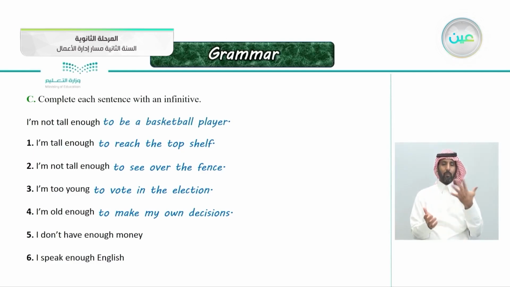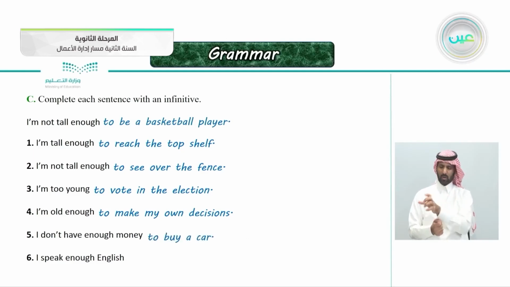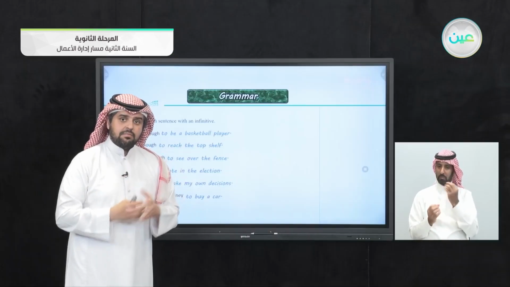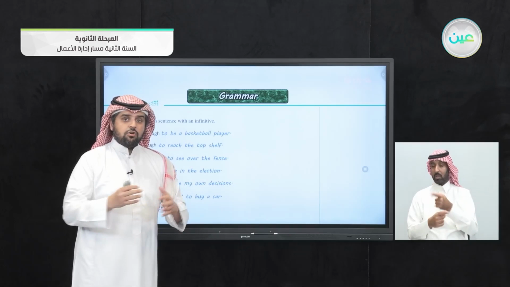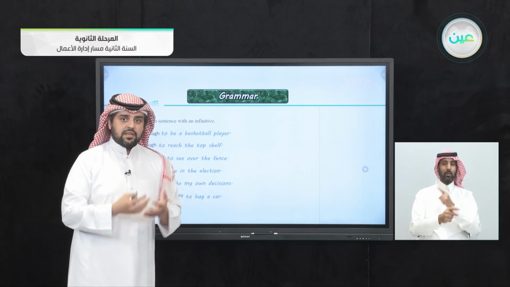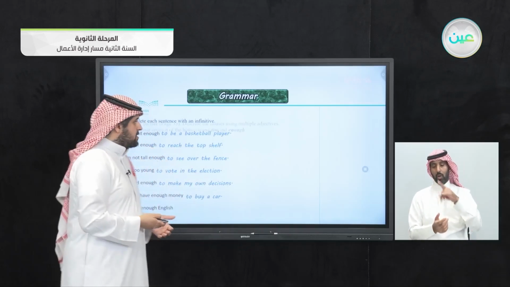Number 5, I don't have enough money to buy something, to buy a car. I don't have enough money to buy a car. Number 6, I can speak enough English. For example, here, I can speak enough English to become an English teacher. Or maybe you can say, I can speak enough English to travel abroad, and so on.